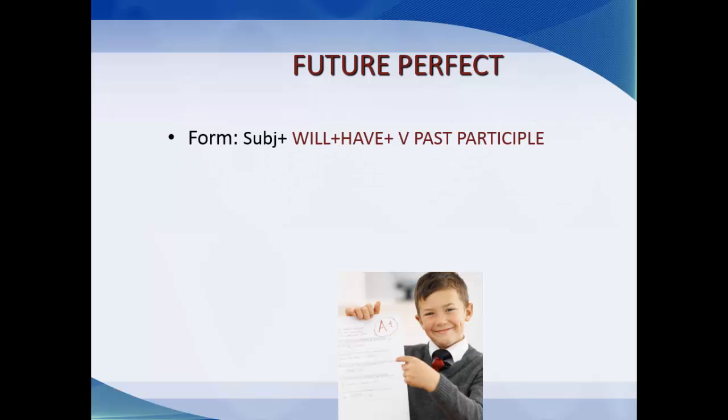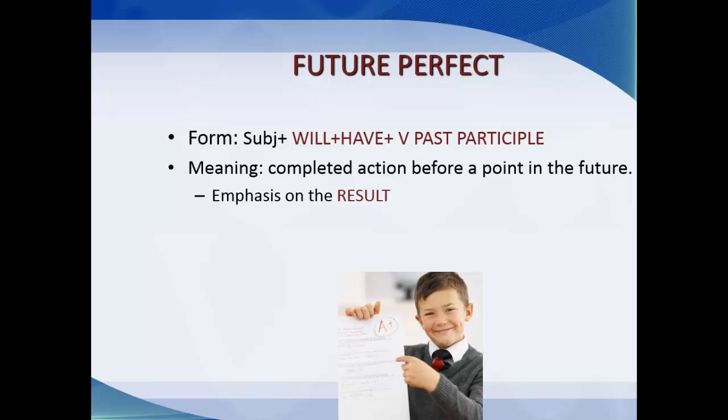The future perfect is formed by adding will plus have plus the past participle, or the third form of the verb. It means a completed action before a point in the future. The emphasis here is on the result. By 9 tomorrow, I'll have passed my test.